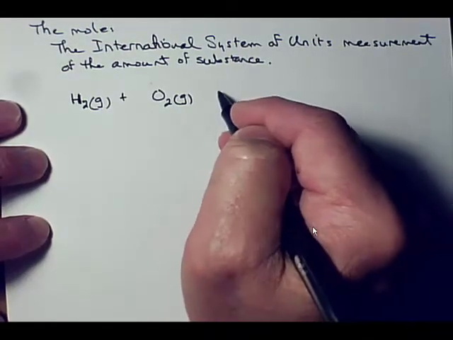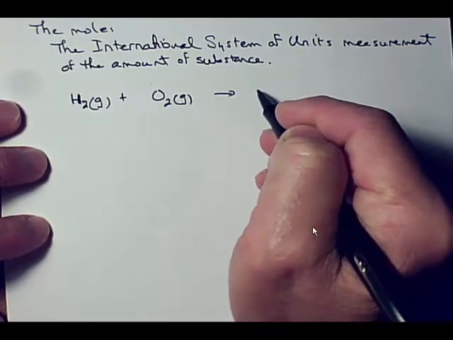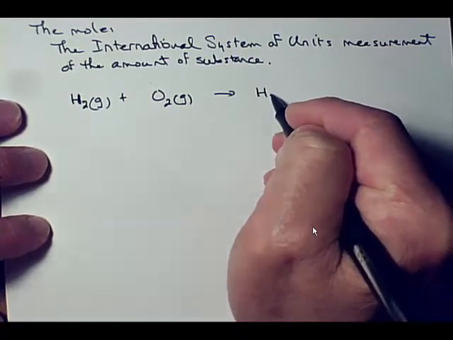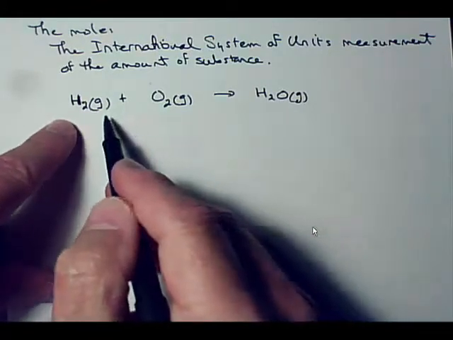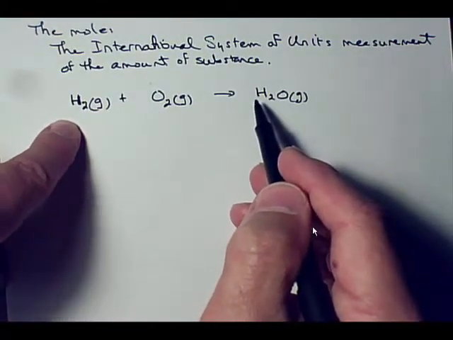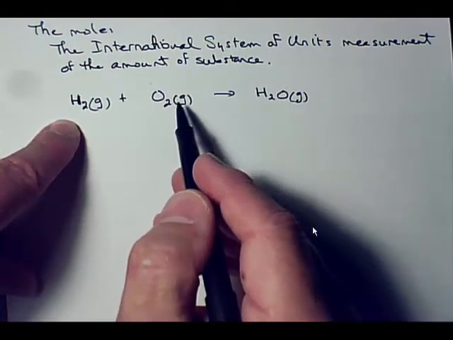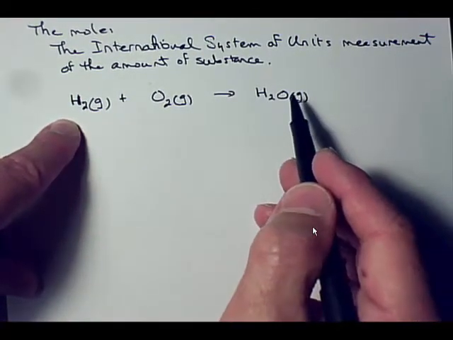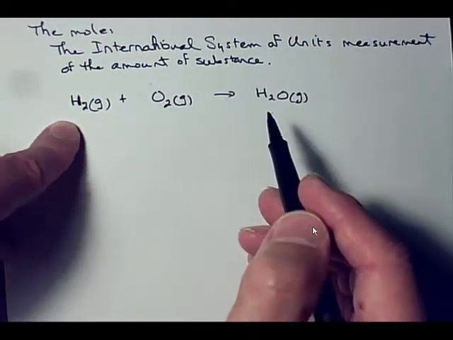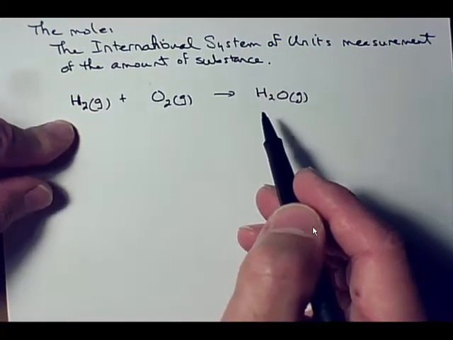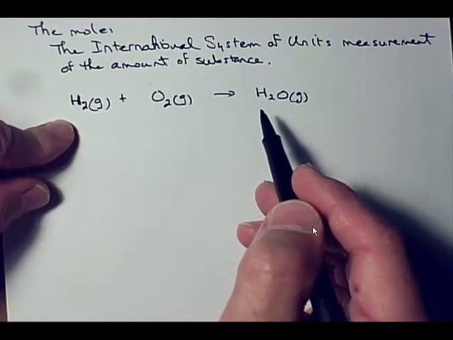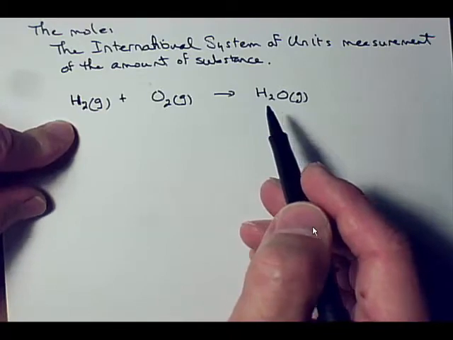Thank you. And then if we're reacting those together, what we get is water. Now, if I were to look at this, this equation is not balanced. There are more oxygen atoms on the left than there are on the right. And just to leave it like this would violate the law of conservation of mass. Okay? What we want to do is to make sure we have a balanced number of atoms on both sides.